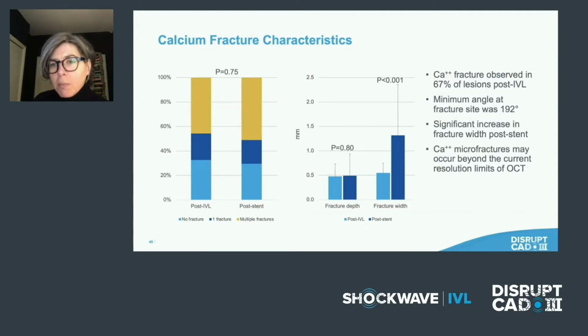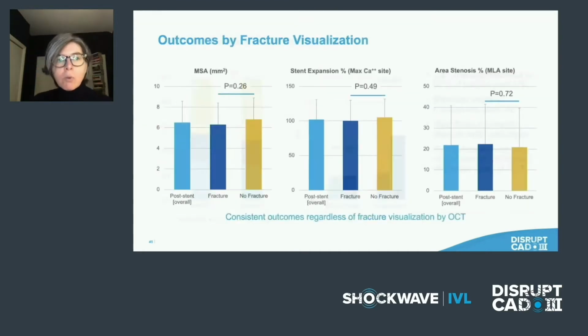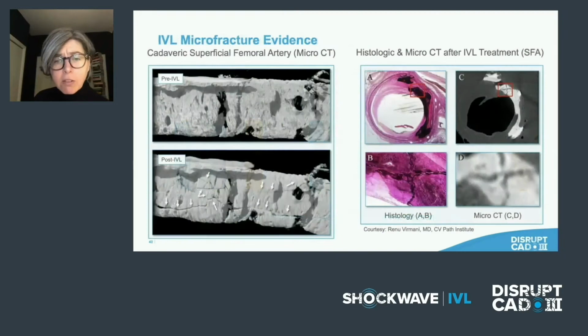Interestingly, there were obviously a reasonable proportion of patients where there was no visible fracture seen in the OCT. So they went on to analyse visible fracture versus non-visible fracture, and what they saw in these 2 populations of patients was no ultimate difference in the MSA, stent expansion, or the final area of stenosis, whether a fracture could or could not be seen on the OCT. And the thinking is that this is most likely due to the presence of microfractures that the OCT can't detect.